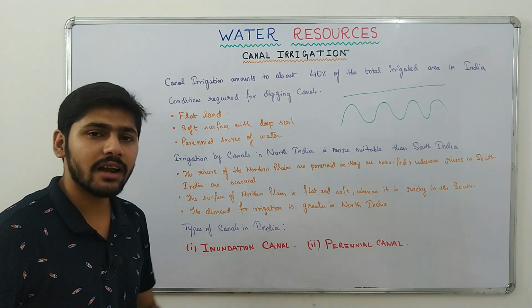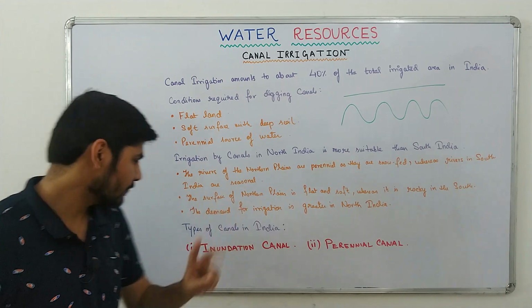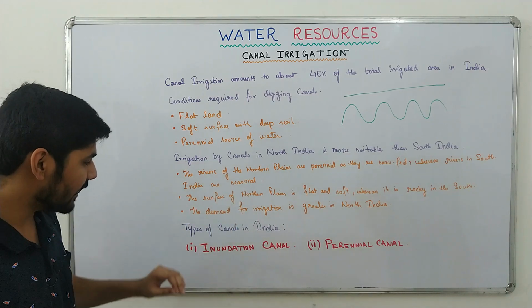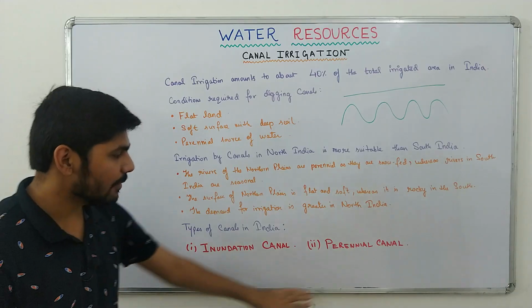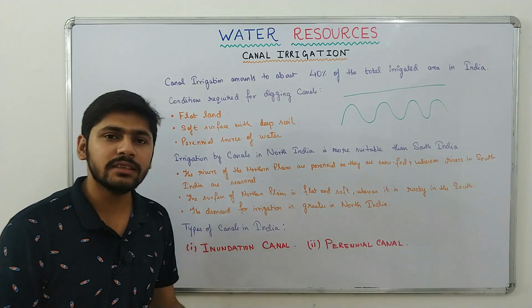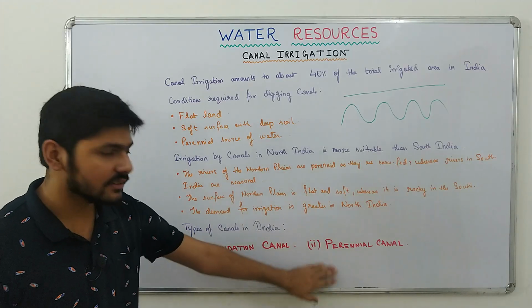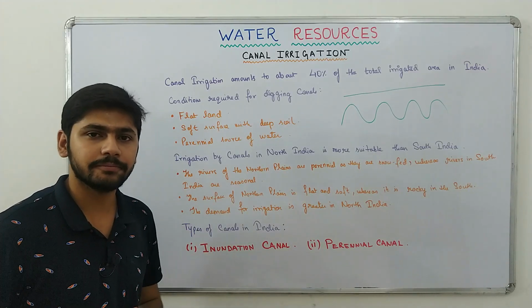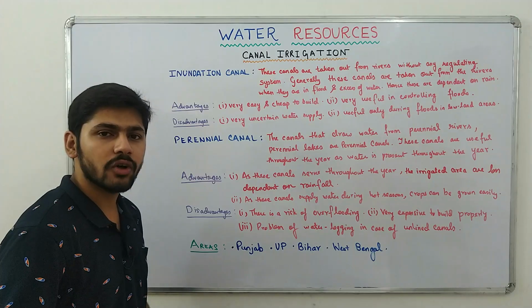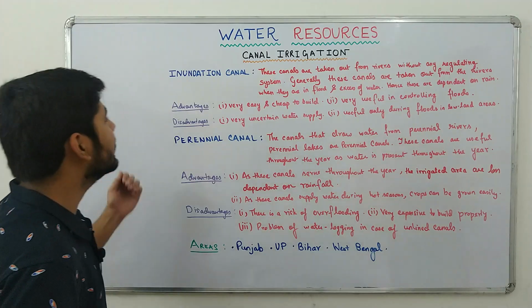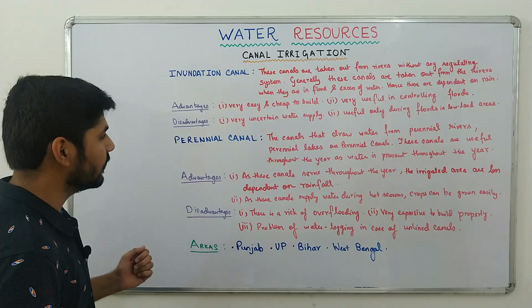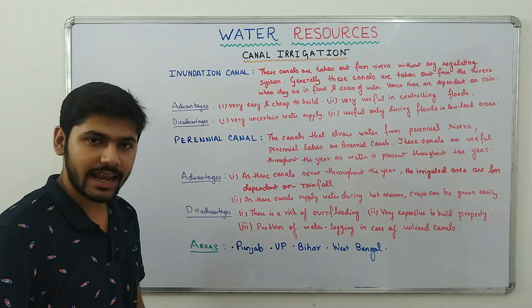Now guys, there are 2 types of canals in India. Types of canals in India, they are inundation canal and perennial canal. What we will do is, we will study both these canals separately. Okay? The 2 types of canals in India, inundation canal and perennial canal. Let's begin with inundation canal.